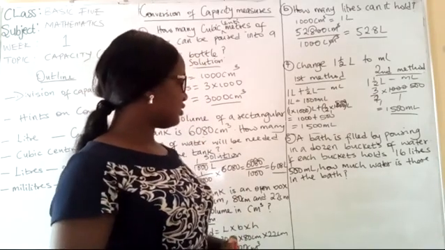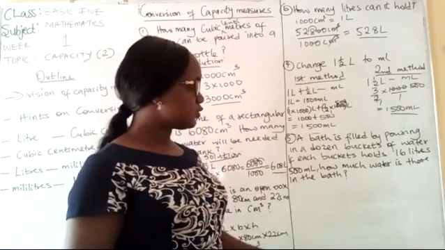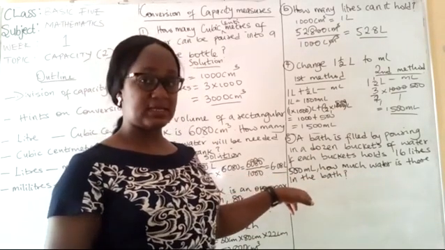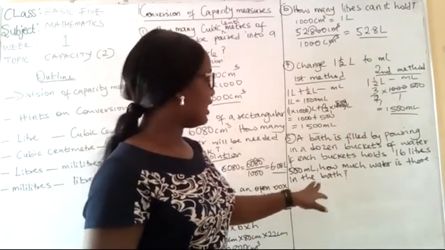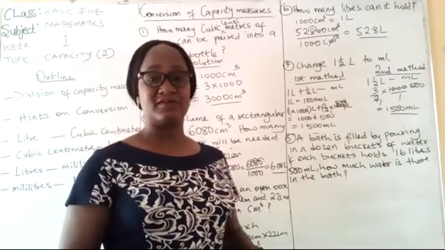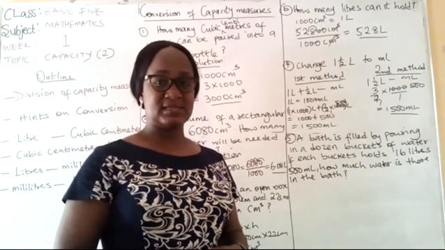Now the question goes further to tell us that each of the buckets will hold 16 liters, 500 milliliters of water. Now, how much water will be in the vat at the end of the day? Okay, so what is required of us?